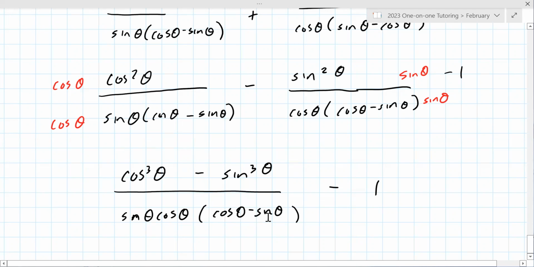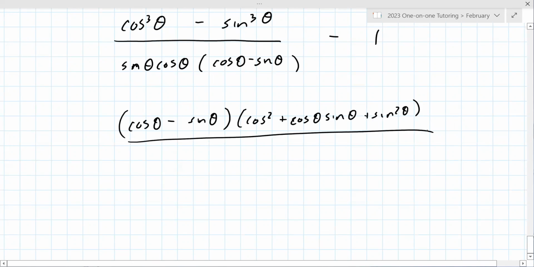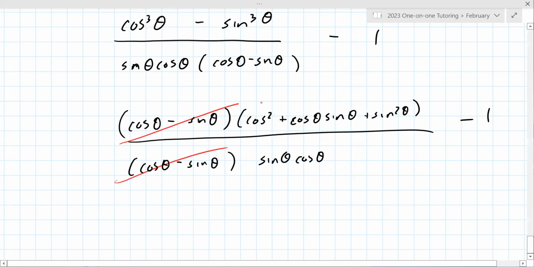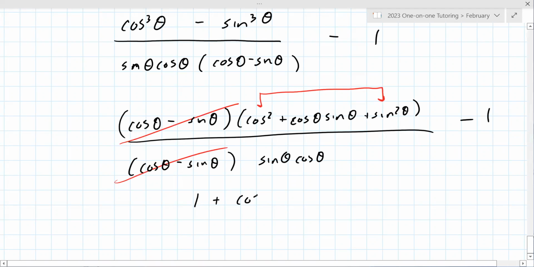which will cancel with this one here, which is good. So top becomes cosine theta minus sine theta, and then it's cosine squared plus cosine theta sine theta plus sine squared theta, all over, reordering it, cosine theta minus sine theta. You can see those cancel, and then sine theta cosine theta here. And believe it or not, it is getting better. It doesn't look like it, but it finally did, because this pops out, those cancel. In here, cosine squared plus sine squared is 1. So you're left with 1 plus cosine theta sine theta over sine theta cosine theta.